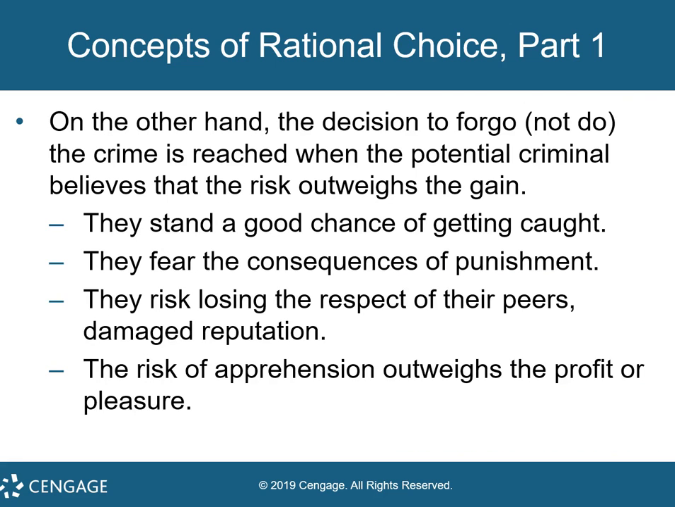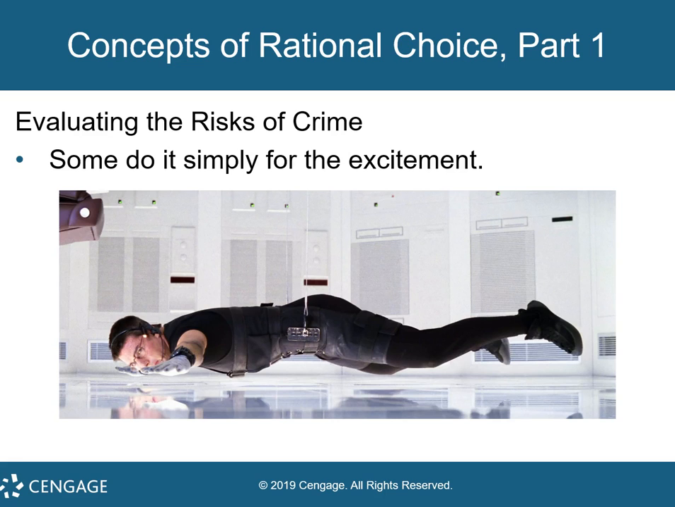So on the other hand, again, to not do the crime is reached when the criminal believes that risk outweighs the gain. And we looked at these four different concepts: a chance of getting caught, the fear of punishment, the loss of respect or reputation. So if you get caught and your name's in the paper or your picture's in the paper, or finally that risk of apprehension kind of outweighs whatever it is that you go for. So that's one, evaluating the risks of crime.